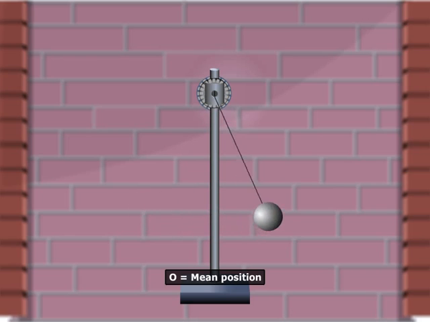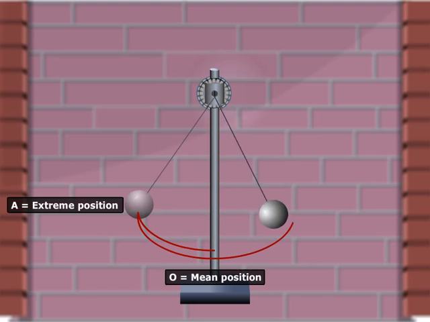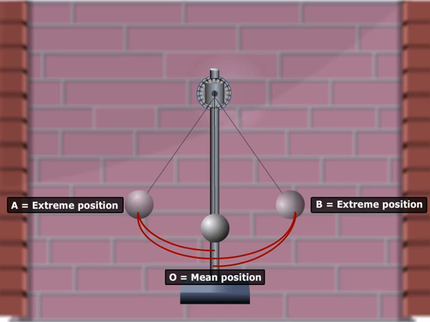to and fro. The to and fro motion of the simple pendulum is an example of a periodic or an oscillatory motion. When the bob, starting from its mean position O, moves to A and then to B and again back to O, we say that the pendulum has completed one oscillation.